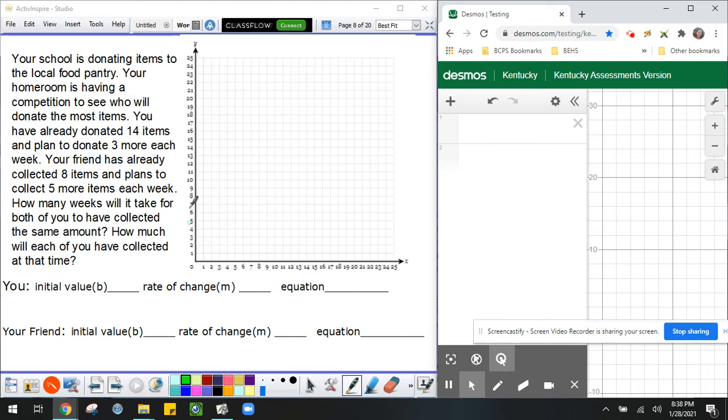I'm going to use this graph area to write some important stuff down, since I know I'm going to use the Desmos graph to actually do my graphing. So in this area, I'm going to write down some stuff like I would in my notebook.